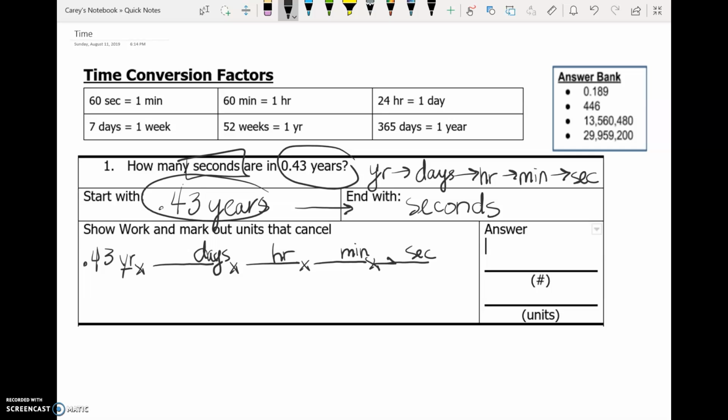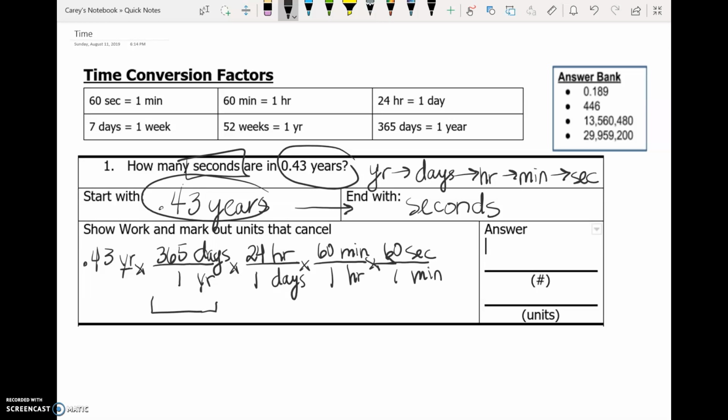Remember that we always want to cancel our units diagonally. So we're going to have years, days, hours, and minutes. And this last part, I'm going to fill in all the conversion factors, but for the rest of them, you're going to do that on your own. And you just need to think of what makes each conversion factor equal. So we know that in 1 year, there are 365 days. 1 day, there are 24 hours. 1 hour, 60 minutes. And 1 minute, 60 seconds.